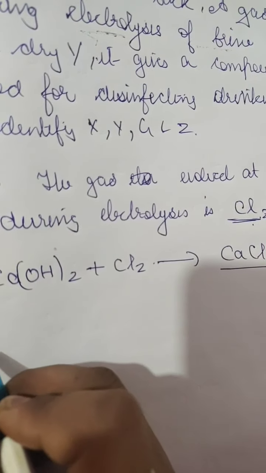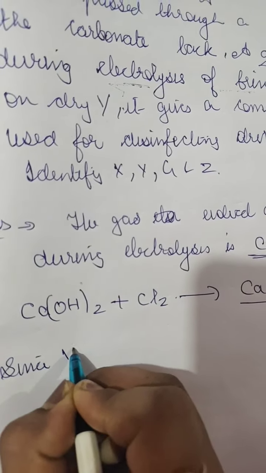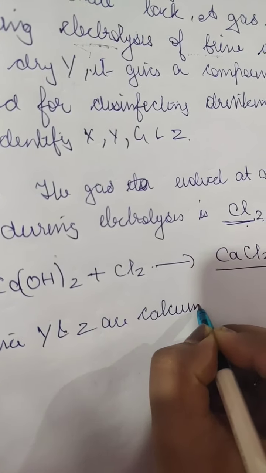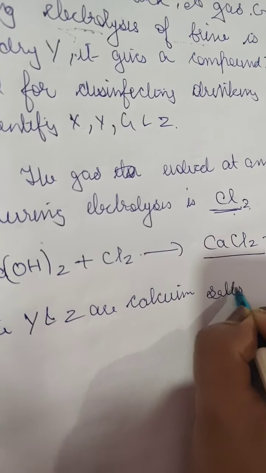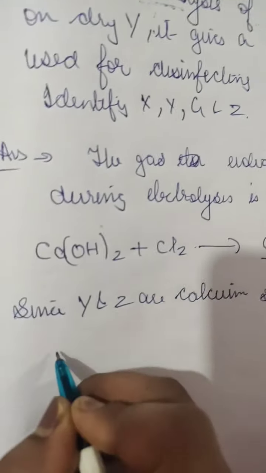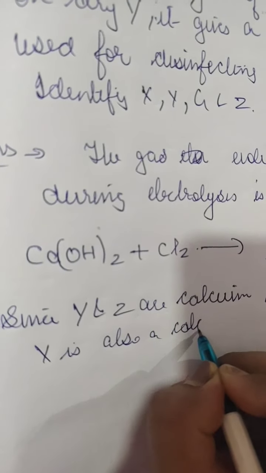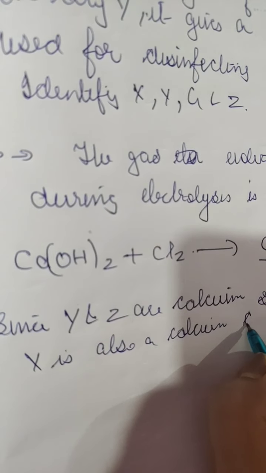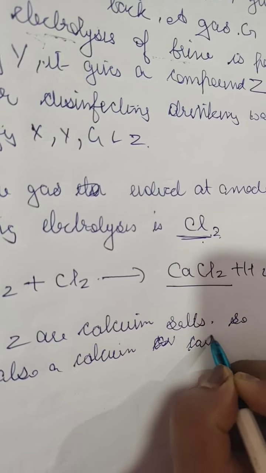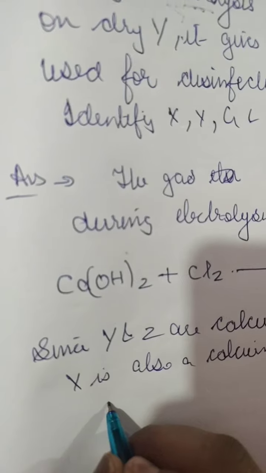Okay, so now all these are X and Y. Since Y and Z are calcium salts, therefore X is also a calcium compound, it can be calcium carbonate. Okay, so we'll write the other reactions as well here.